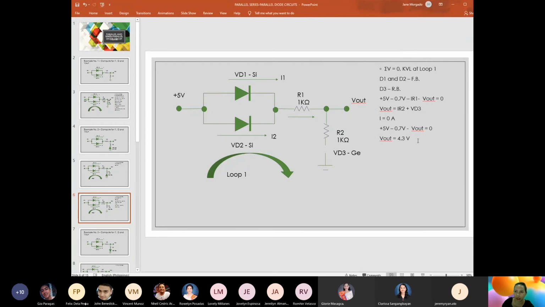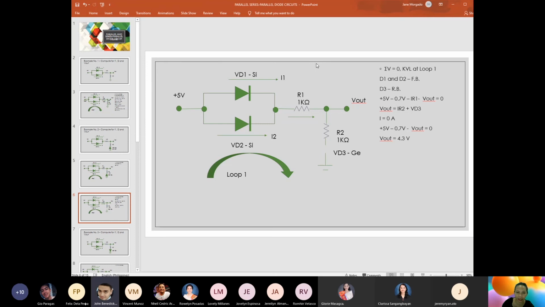So, you have an output voltage there equal to 4.3. But we have no current because this one is open. Open yung ating circuit. So pwede magkaroon kayong voltage with 0 ampere. So, you have maximum voltage, 4.3.